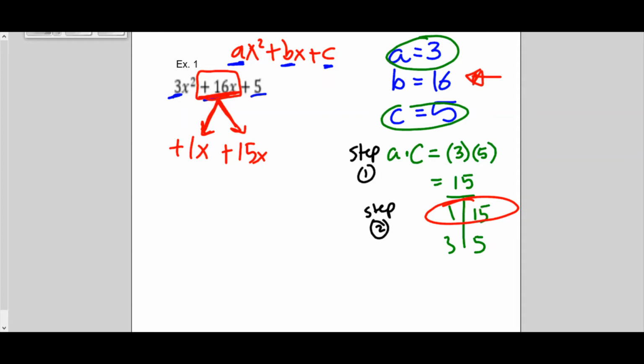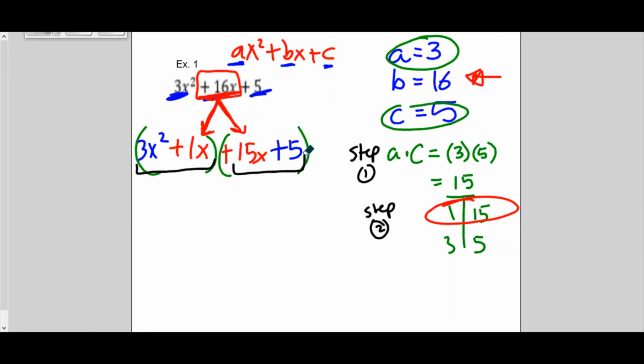Then I'm going to bring down the other two: the 3x squared and the plus 5. From here, notice I have 4 terms, so I can use factor by grouping. So I'm going to group the first 2 terms together and then the second 2 terms together. So I'll factor out a common factor in the first set, and then I'll do the same in the second set here. So 3x squared plus 1x, we'll start there.